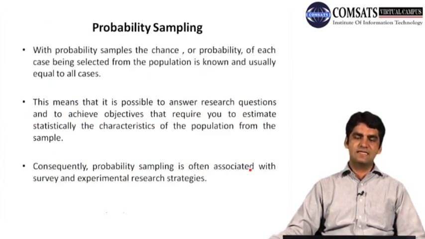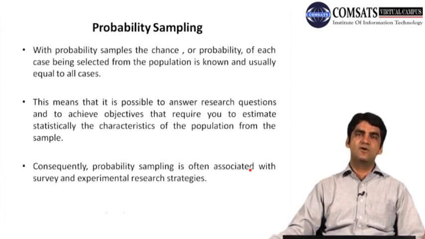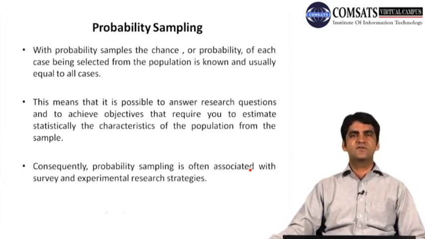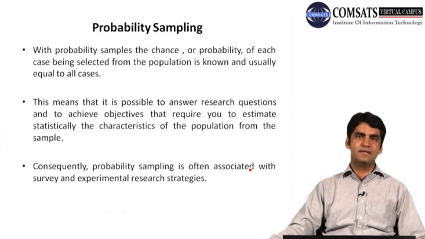Probability sampling is basically where the chance or probability of each case being selected from the population is known and also equal for all the cases or elements. It is possible to answer research questions and achieve objectives that require you to estimate statistically the characteristics of the population from the sample. Because you are choosing a sample based on the population and the sample is representative of the population, you can also generalize your scientific investigation to the whole population. Consequently, probability sampling is often associated with the survey and experimental research strategies we have already discussed.